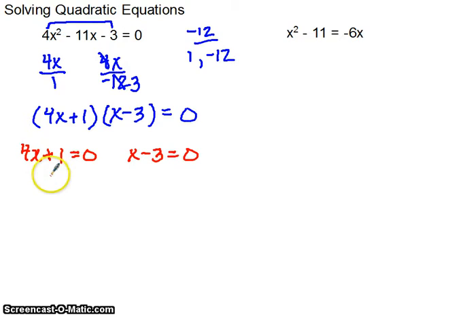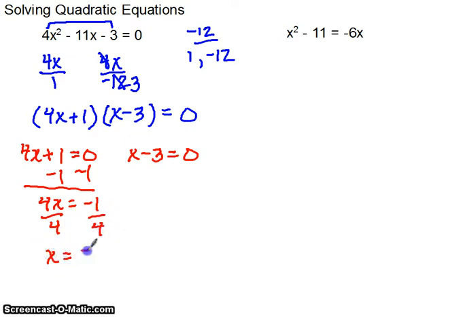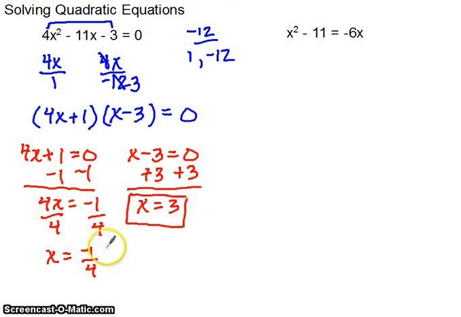And solve for x. So this one we have to subtract 1 and divide by 4. So we get negative 1/4. And this one we need to add 3. So x equals 3. Alright, and most quadratics you're going to get 2 solutions. There are very rare cases where you only get 1 solution, but most of the time it's 2.